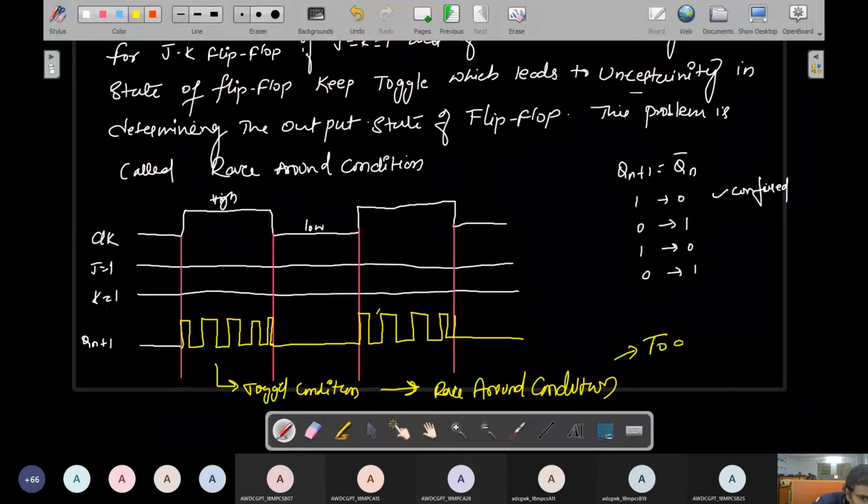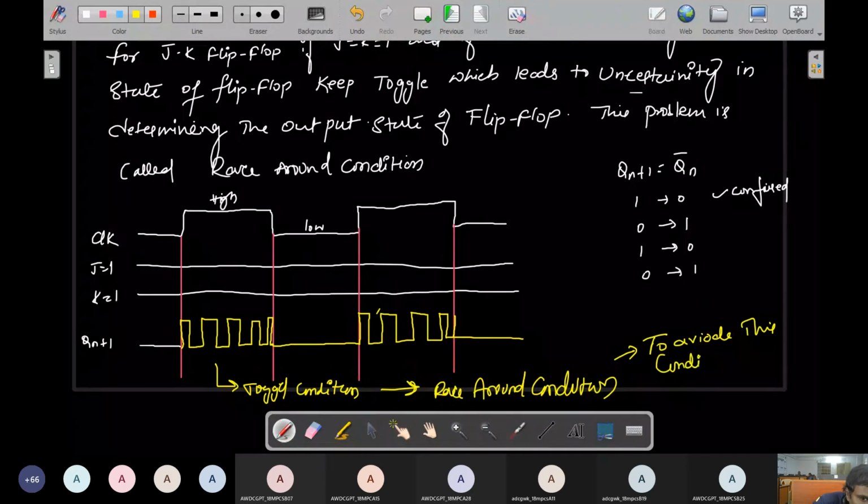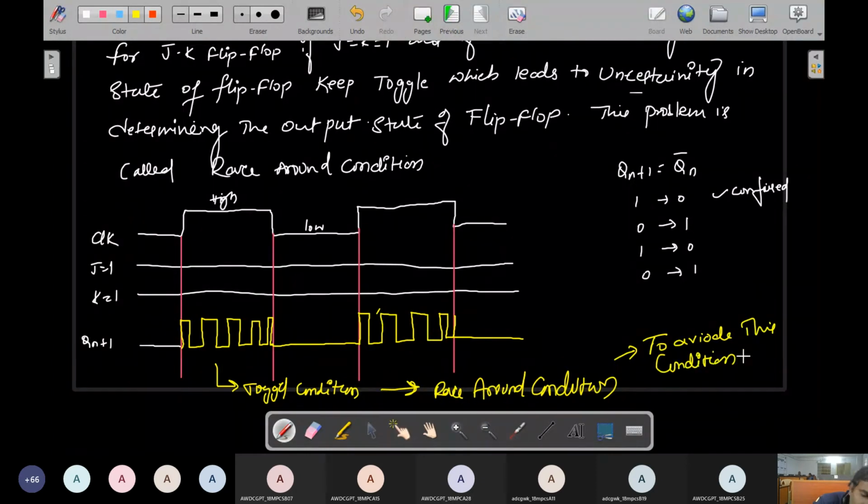To avoid this toggling condition, they manufactured another JK flip flop. So a little bit of modification was given to this JK flip flop, after which it was converted into the master slave JK flip flop.